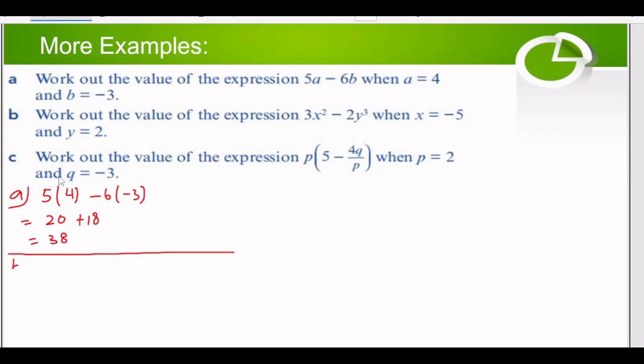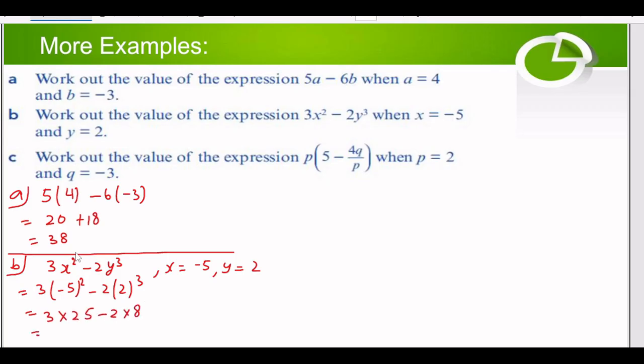Okay. Now, part B: work out 3x squared minus 2y cubed, when x is negative 5 and y is 2. So, 3 into x squared, x is negative 5, negative 5 squared, minus 2 into y is 2, cubed. Then we have 3 into 25 minus 2 into 8. So, 3 into 25 is 75, minus 2 times 8 is 16. So, 75 minus 16.